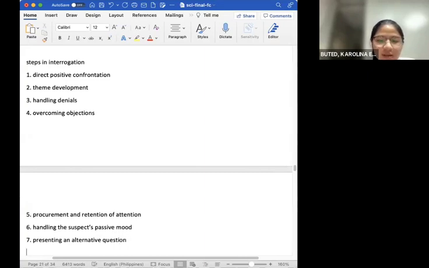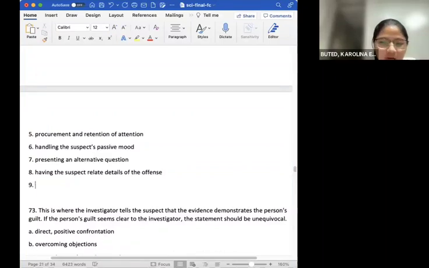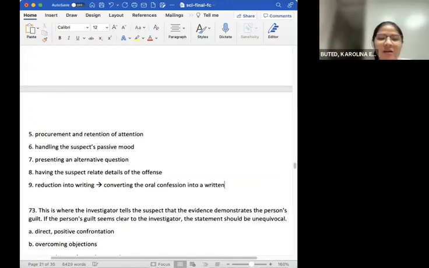And number 8, having the suspect relate or ikwento ang details of the offense. And lastly, number 9, we convert the oral confession into a written confession or tinatawag na natin reduction into writing. Okay? Anong ginagawa dito? Converting the oral confession into a written confession. Yan ang steps in interrogation.